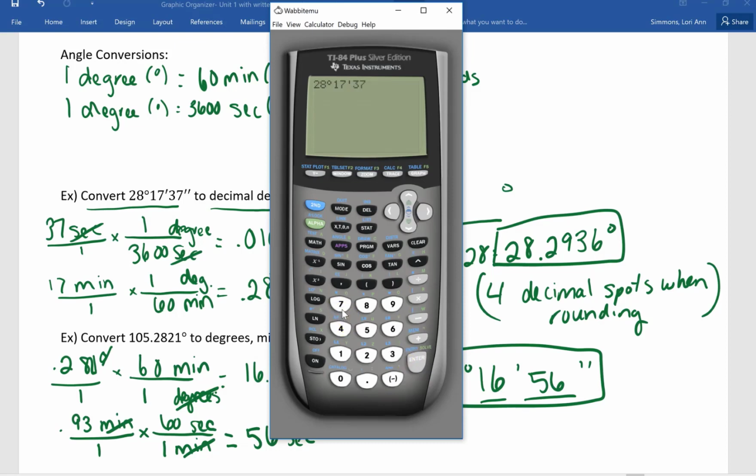And now this is actually second alpha right here. And then the plus. And then the seconds show up. Hit enter. And we have 28.2936. And that is what we came up with right here.